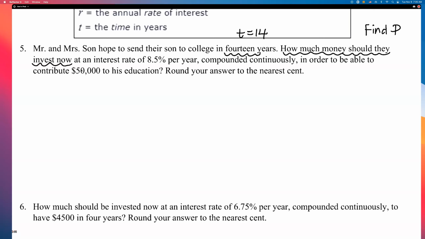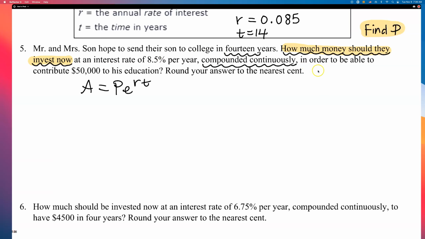Because of this wording, how much money should they invest now? Let me try to highlight this in orange. How much money should they invest now? Okay, so we're looking for the present value of this investment. And it says, at an interest rate of 8.5% per year. So I'll go ahead and write down that R is 0.085. And when they said this wording, compounded continuously, I'm going to go ahead and write down A equals PERT.